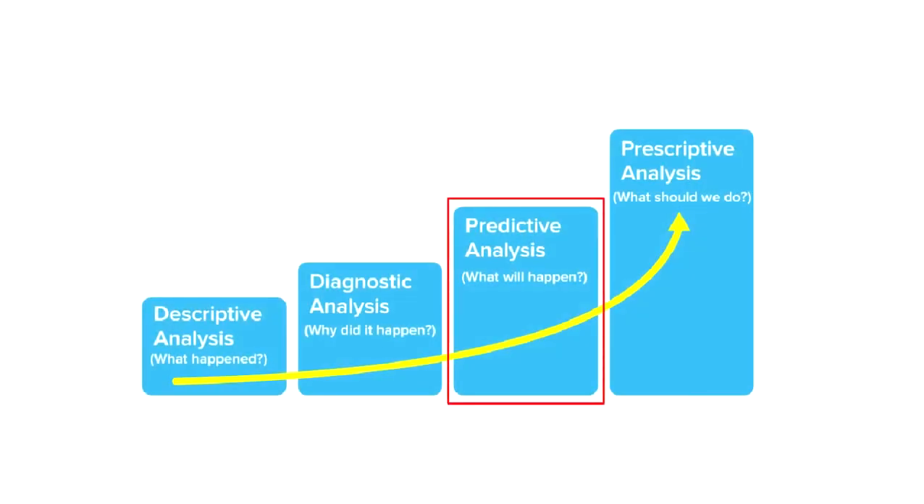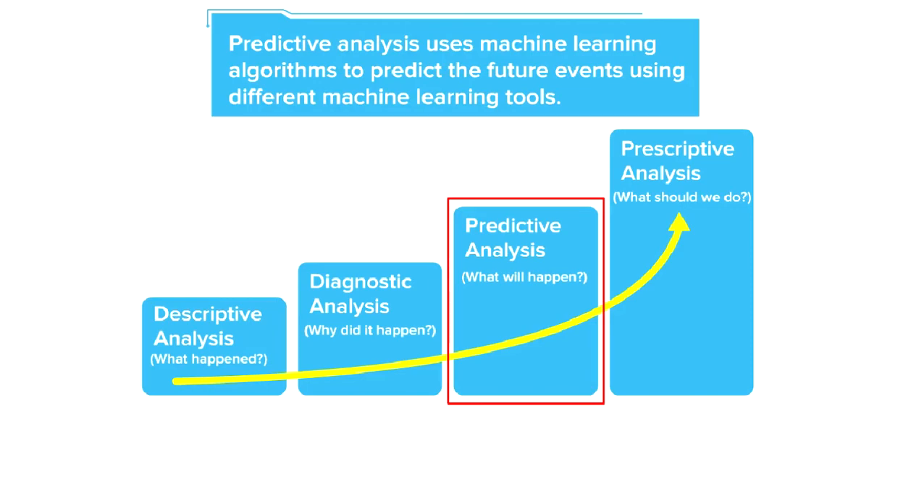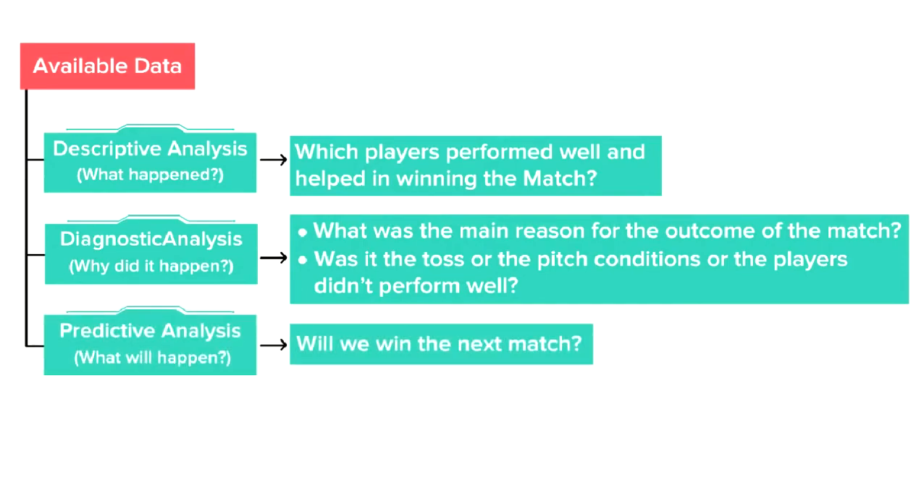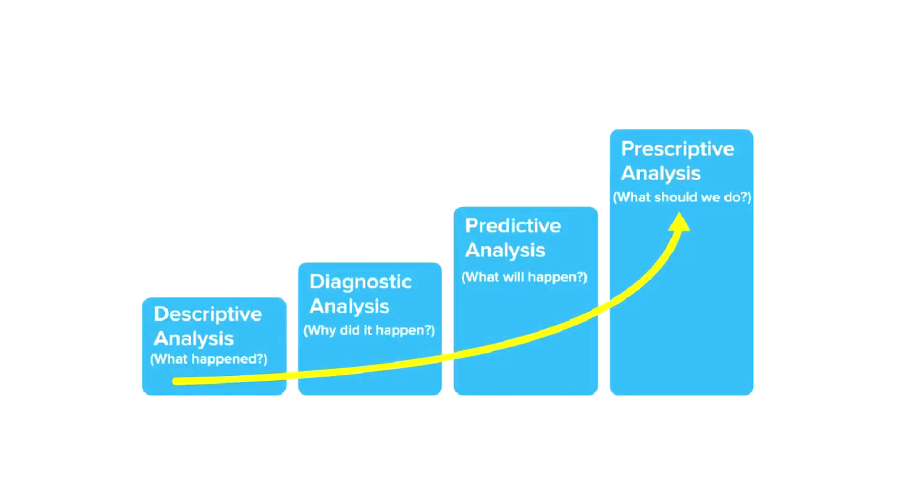The next step, predictive analysis, is the major step of our data analysis process. It takes into account the key findings from the descriptive and diagnostic analysis and predicts future events. This type of data analysis uses machine learning algorithms to predict future events using different machine learning tools that we would cover in the subsequent modules. For example, for predicting the outcome of the next match based on the available data, we build a forecasting model using ML algorithms.